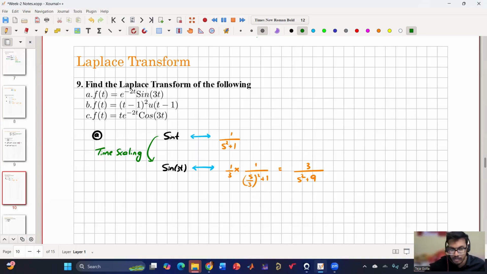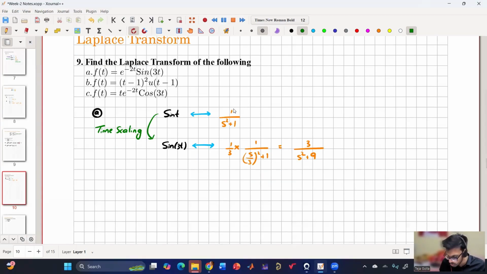Okay. So now what do we have? We have multiplied by e to the power minus 2t, sin 3t. So now what to do? Anyone? E to the power minus 2t, which property is to be used? Frequency shifting. Very good. So what will be the expression? 3 upon s minus 2 whole square plus 9. Is it s minus 2 or s plus 2? S plus 2.